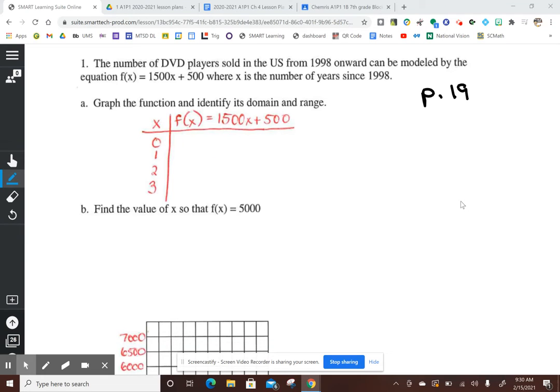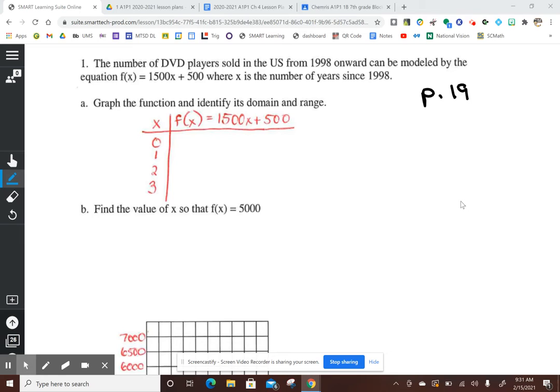Okay, if you look on page 19 in your 4.6, 4.7 packet, we're going to go over some word problems. So this is page 19. And the first problem says the number of DVD players sold in the US from 1998 onward can be modeled by the equation f of x equals 1500x plus 500, where x is the number of years since 1998. They want us to graph the function and identify its domain and range.